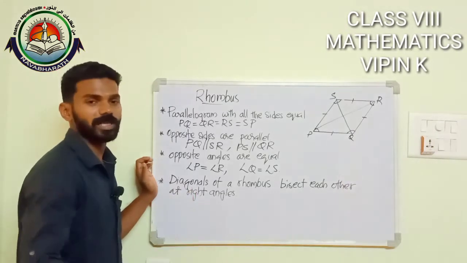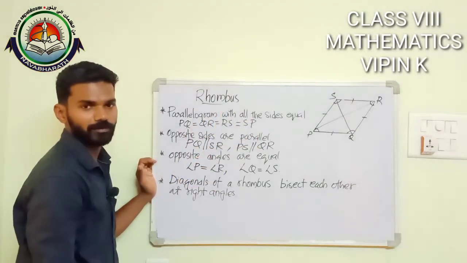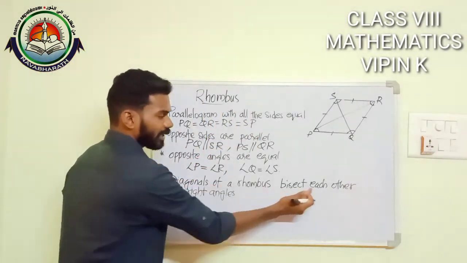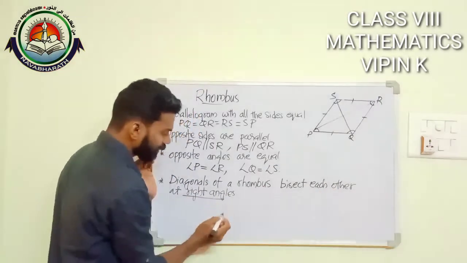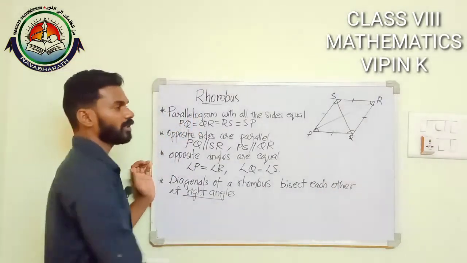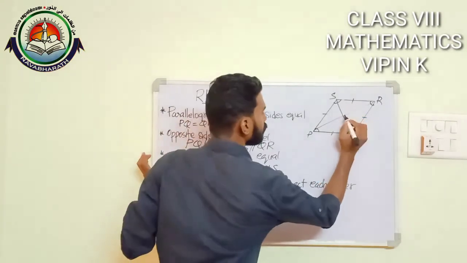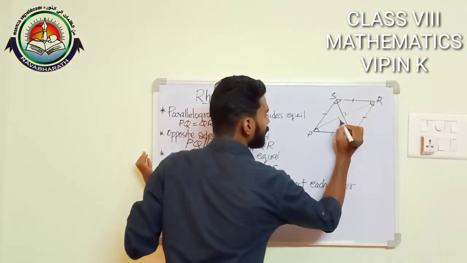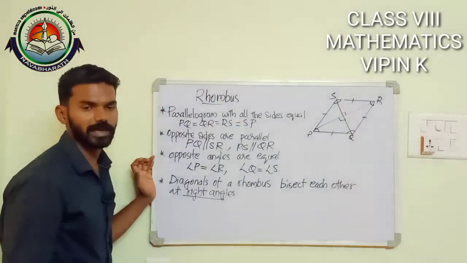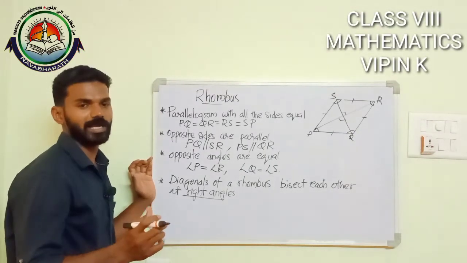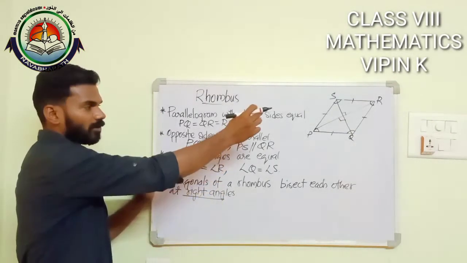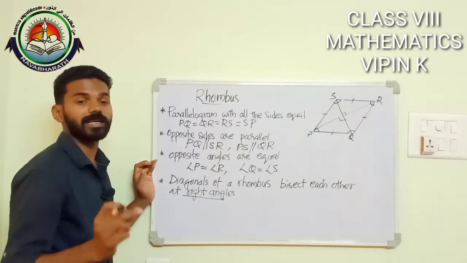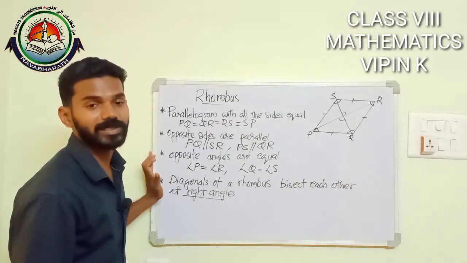The property of a rhombus is that its diagonals bisect each other. That would be the same in the case of a parallelogram. But in a rhombus these diagonals bisect each other at right angles, which means the angle between these two diagonals would be 90 degrees. Clear? That is the speciality of a rhombus. The diagonals are perpendicular bisectors.